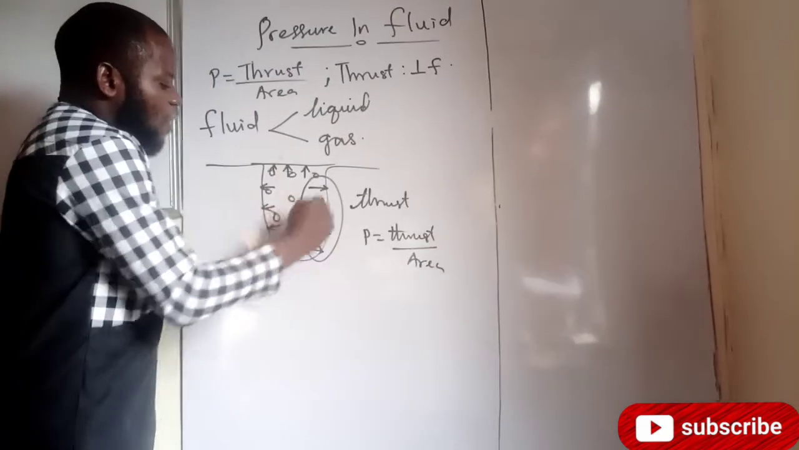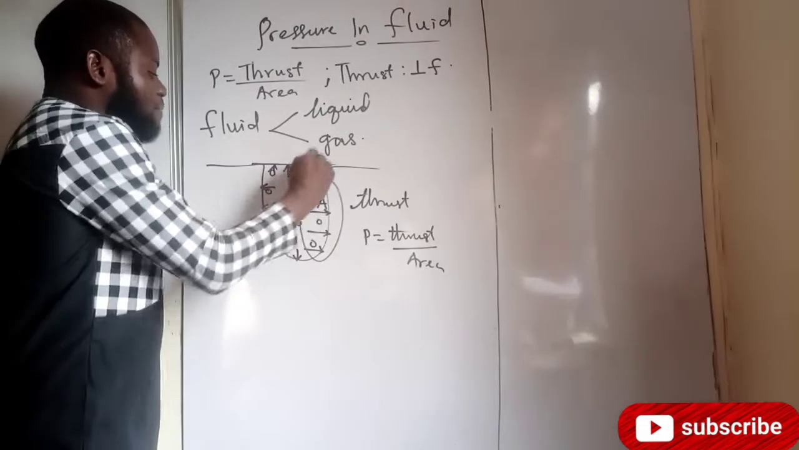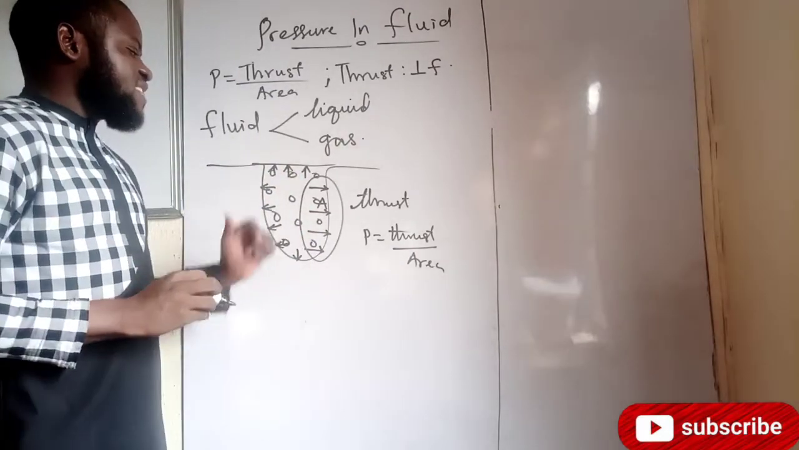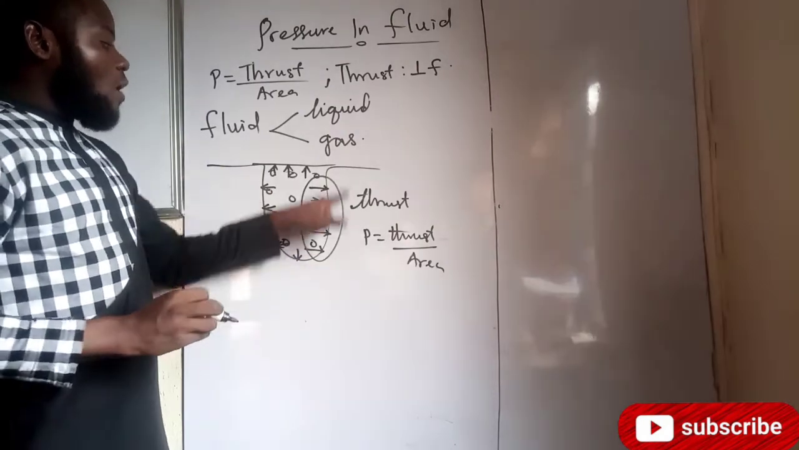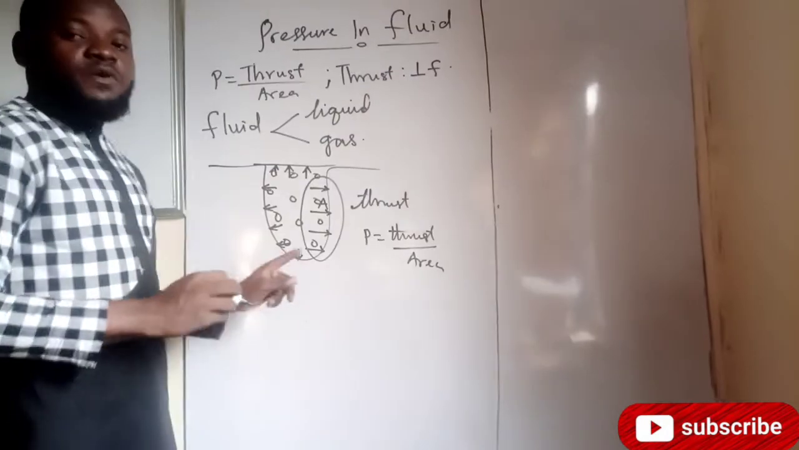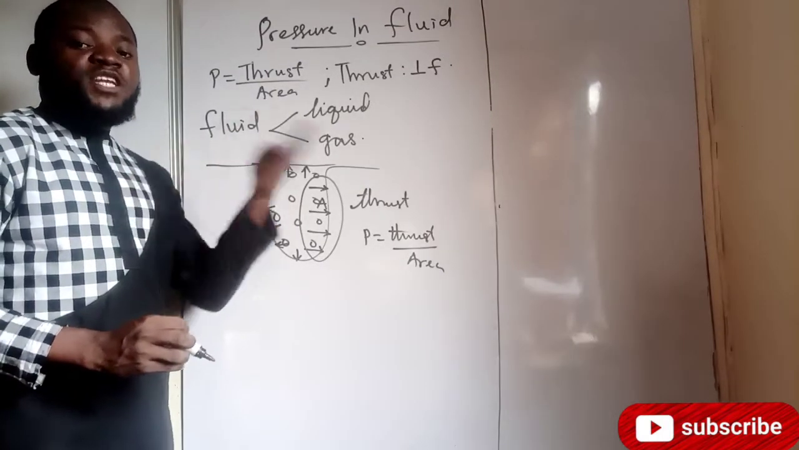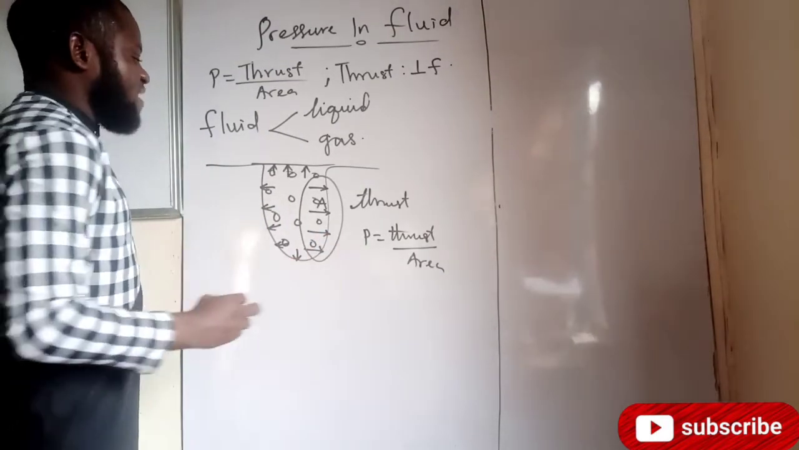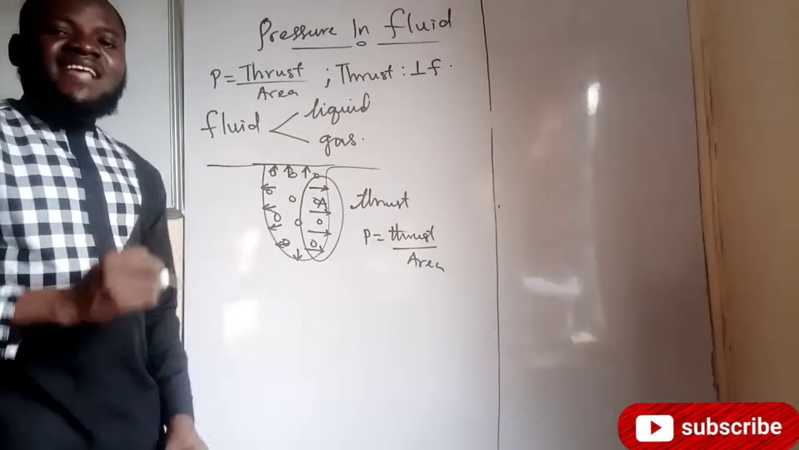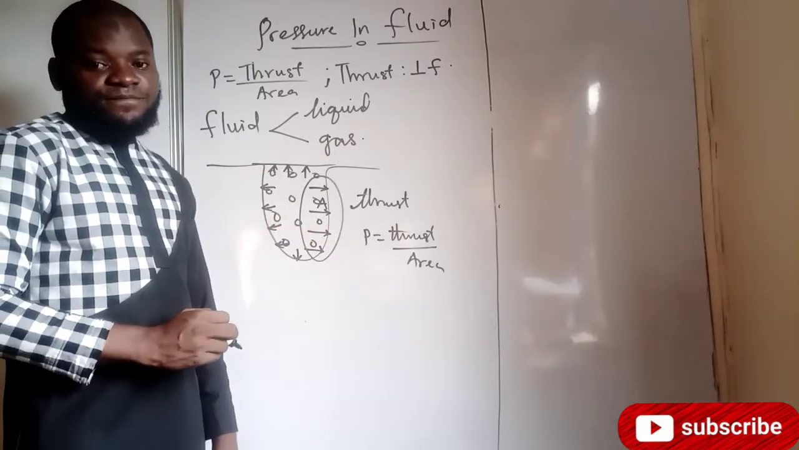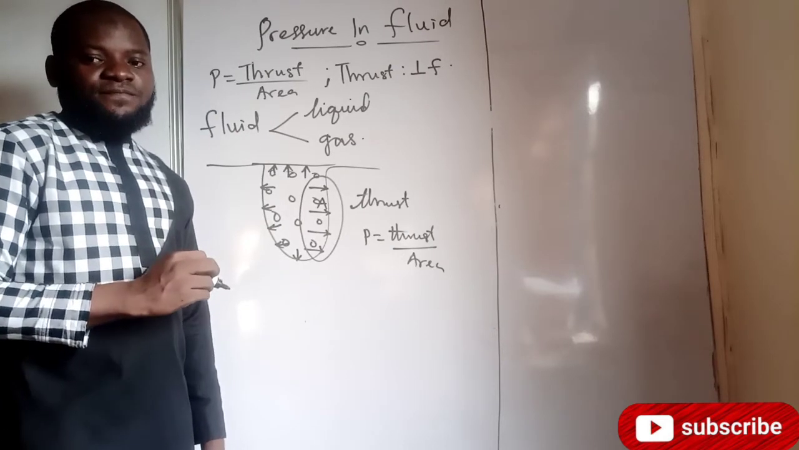Now, if all these molecules exert pressure at every part of the container, therefore we can say the liquid or gas, that is the fluid, because the same way it happens for gas is the same way it's going to happen for liquid. Therefore, we can say the fluid exerts pressure on every part of its container. Do we understand that now?